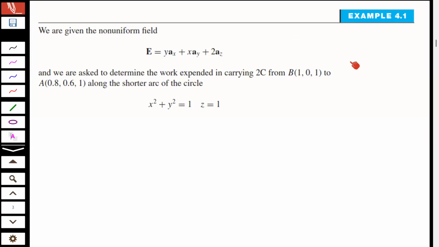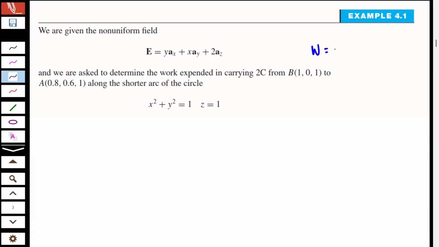Hello everyone. In this video, we will solve a numerical problem to calculate work done given the electric field intensity and the charge which is to be moved. The initial position of the charge, the final position of the charge, and the path of the charge movement from the initial to the final position are provided in the question. We are asked to find the work done in carrying this charge. So let us start with the formula for calculating work done.